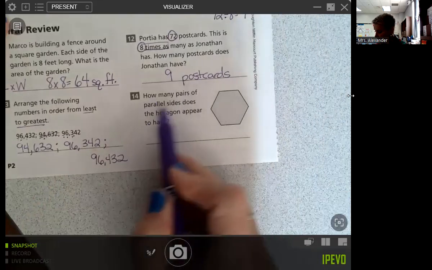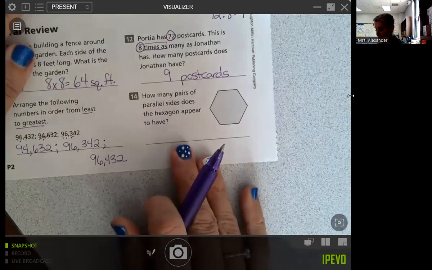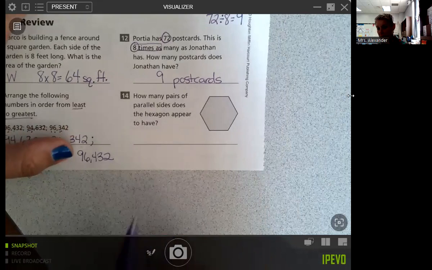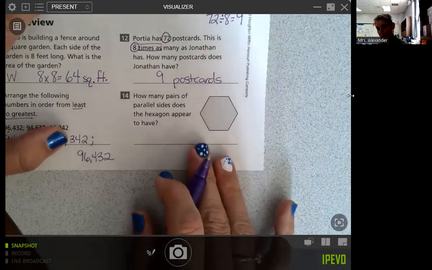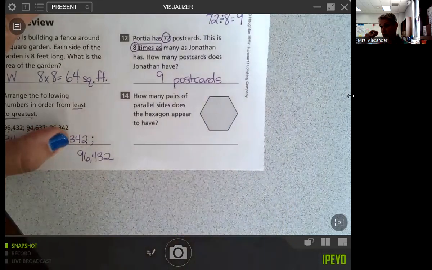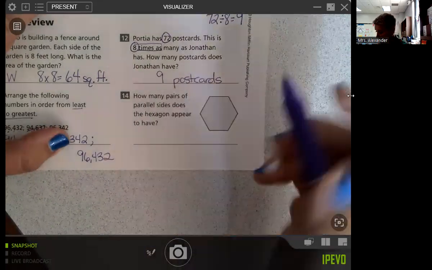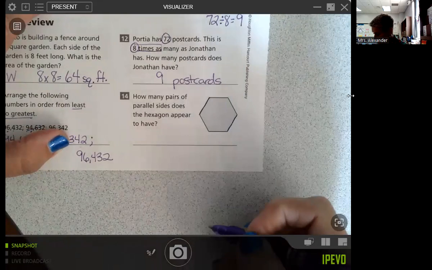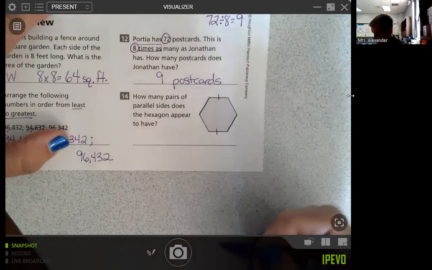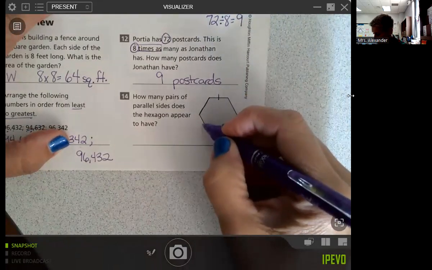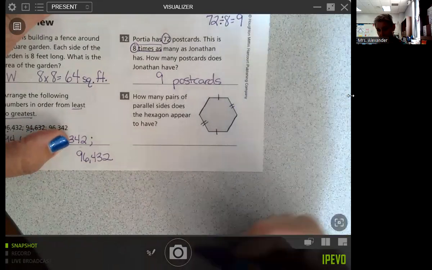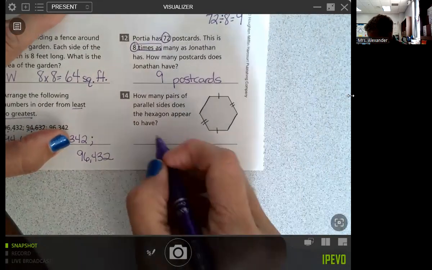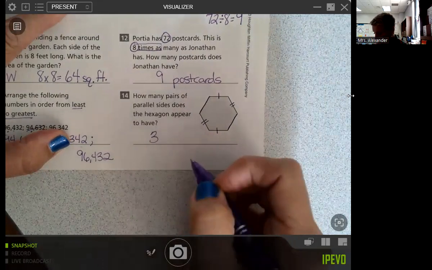How many pairs of parallel sides does a hexagon appear to have? Parallel, if you know or remember, means that they are across from each other and they never meet. So I have parallel here. There's 1. Here would be 2. 3 parallel sides. A hexagon appears to have 3 parallel sides.